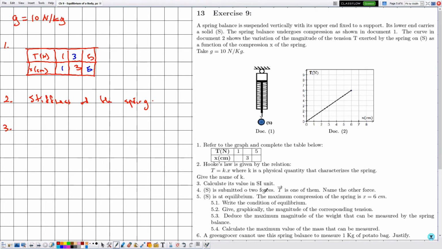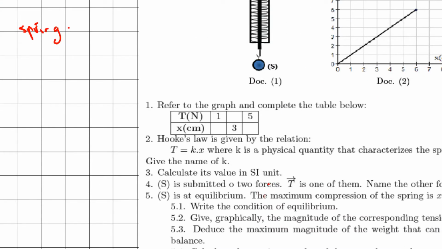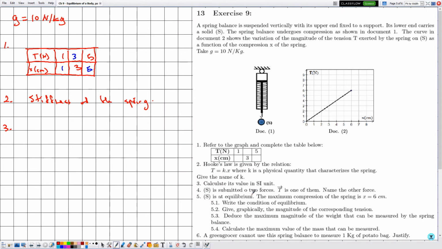Now in number 3, they are telling us to calculate its value in the SI unit. And the value of K is determined using Hooke's law. Then apply Hooke's law. Hooke's law is given by T is equal to K multiplied by X, and we are interested in determining the value of K.